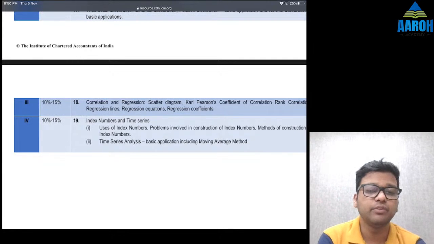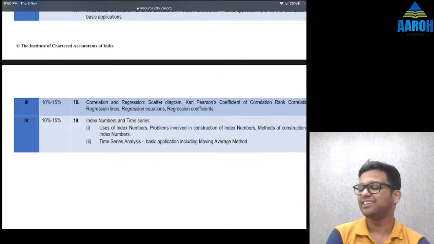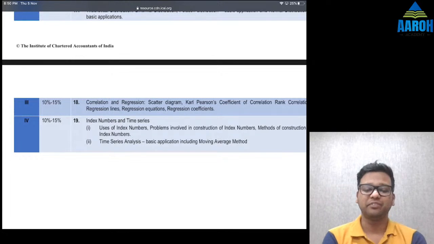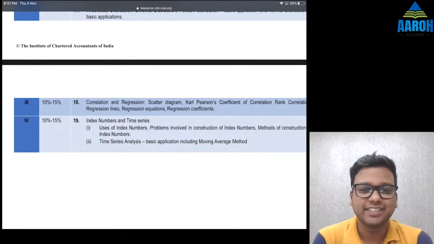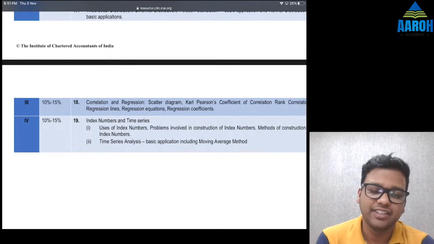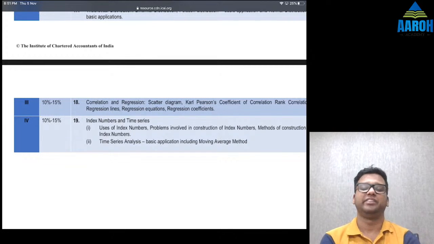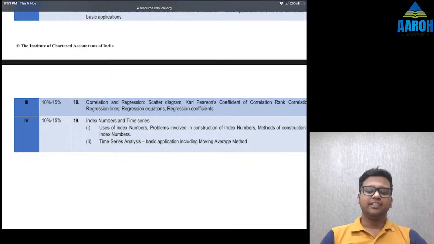And index numbers is again 4 to 6 marks. So like everything is important. So do it carefully, strategically. Anyone, any doubt? If not, let's stop for today. Yes. Okay, fine. Then let's stop for today.